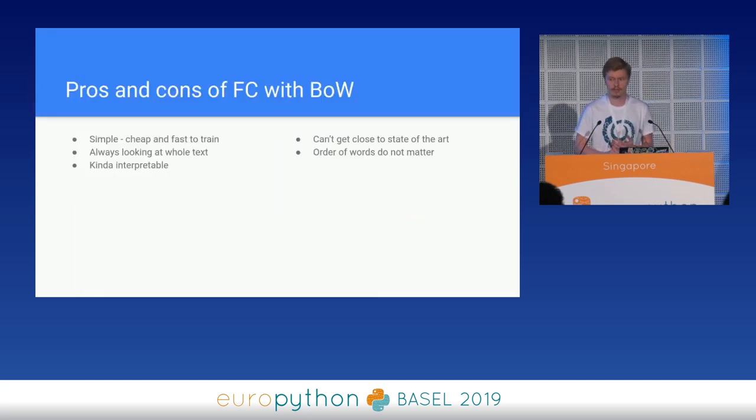Pros and cons of a fully connected network with a bag of words as a representation. It's simple, so it's cheap and fast to train. One epoch took about a second or two in Colab, so you can iterate on it fast, and that's also a really good upside, because then you can conduct experiments really quickly. It's also kind of interpretable, because it's so simple that we usually can explain why a given result was chosen.